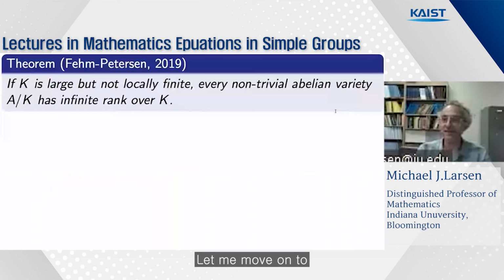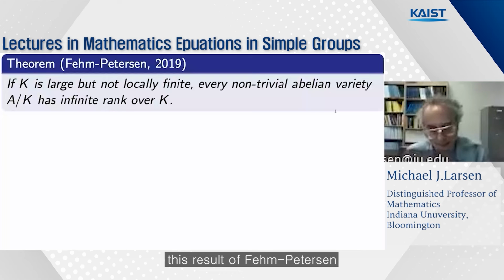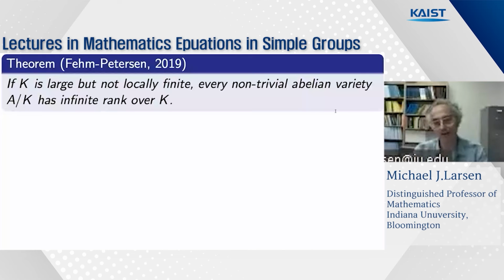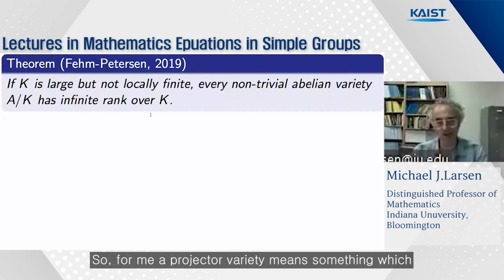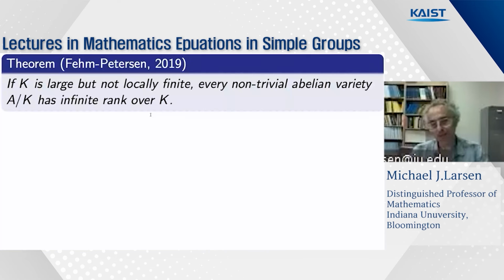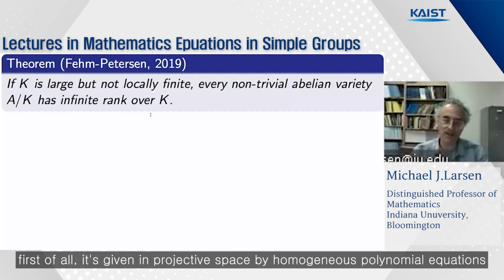Okay, let me move on to this result of Fehm and Peterson. But before I do that, I want to say something about abelian varieties. For me, a projective variety means something which, first of all, is given in projective space by homogeneous polynomial equations.